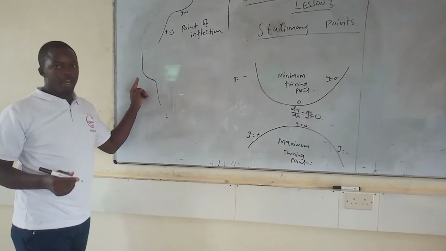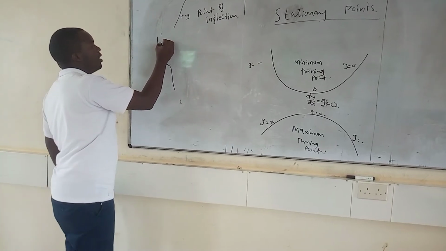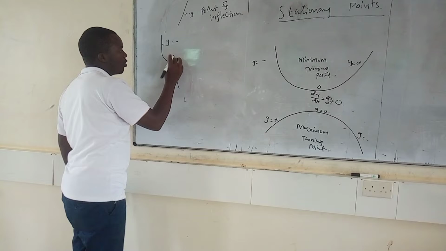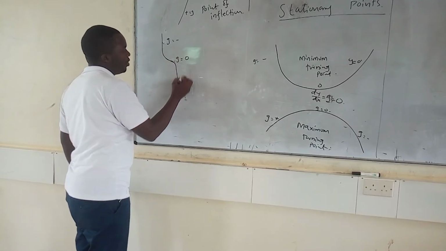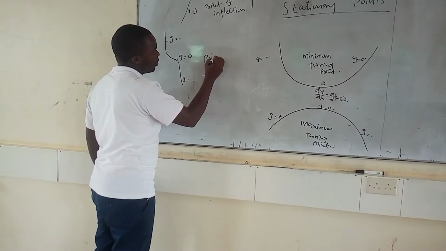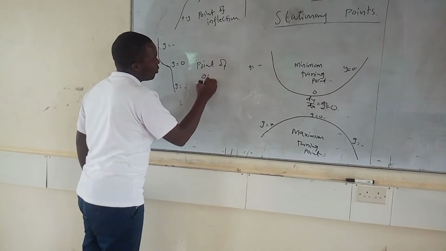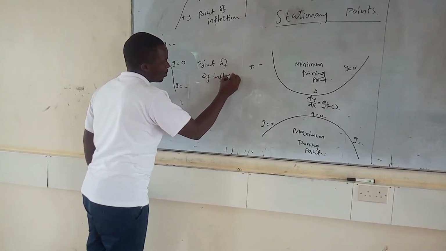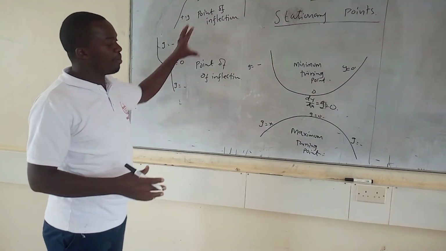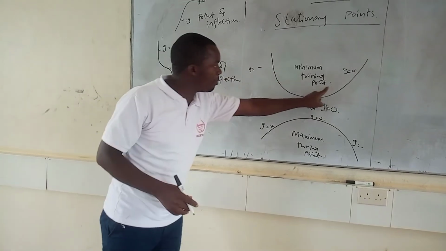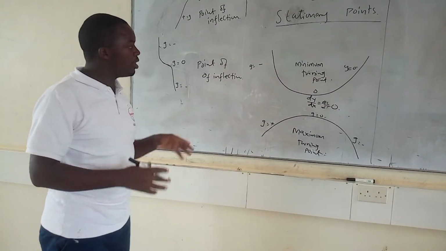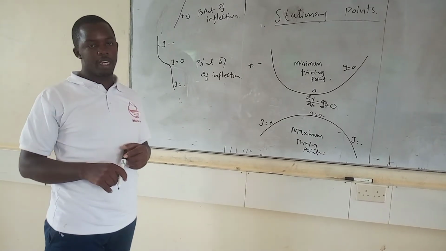The same thing here. If you find the gradient on this side, it is going to be negative. The gradient here is going to be 0, and the gradient here is still negative. And this point we also call a point of inflection. So it's important to know that all of these are turning points. It's only that this is a minimum turning point, this is a maximum turning point, and these two are points of inflection.